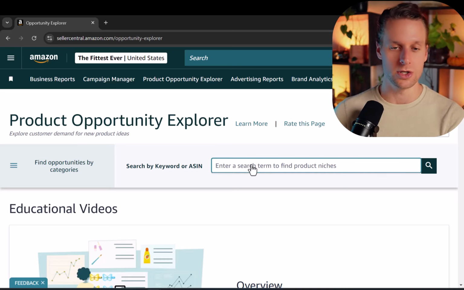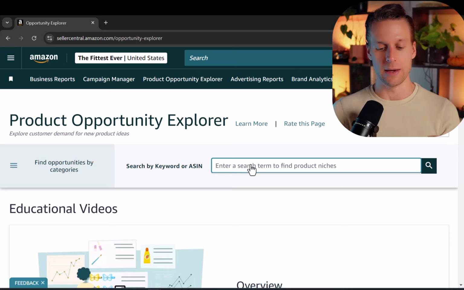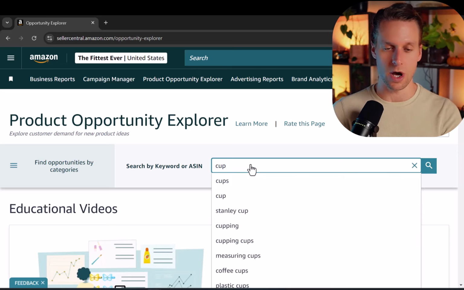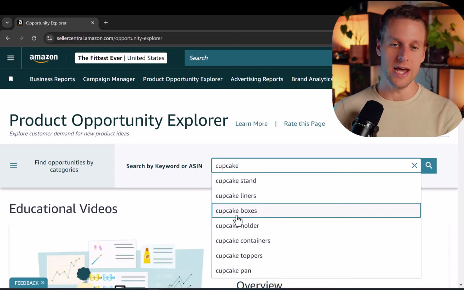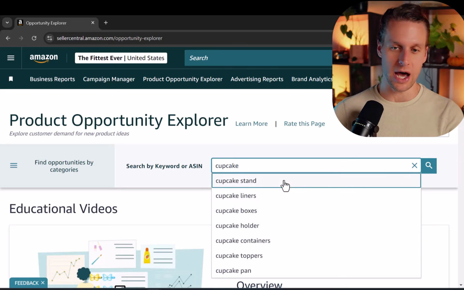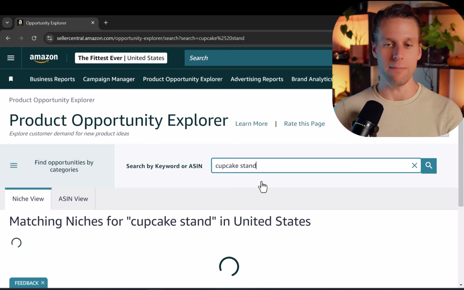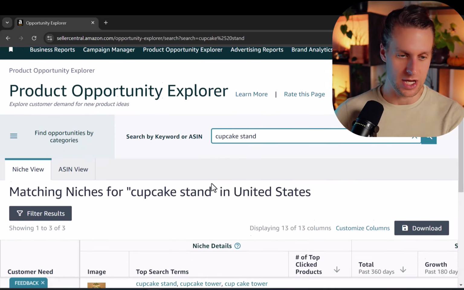The first thing you're going to do is type in whatever you think the main term is for the product that you're trying to develop. So I'm going to do cupcake stand. All right, see, this is a really good sign. It shows up as one of the top terms. In fact, the top term when I type in the first word. So that means it's popular. That's a good sign right off the bat.